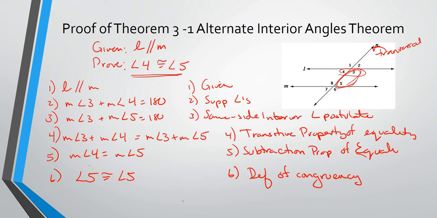Okay? So there's our proof that alternate interior angles, like 4 and 5, or 3 and 8, we happen to prove 4 and 5, are congruent.